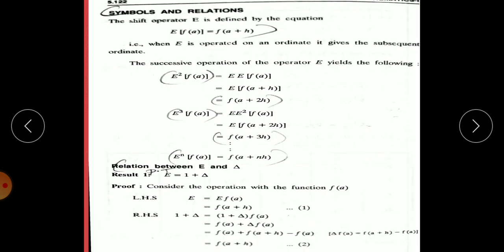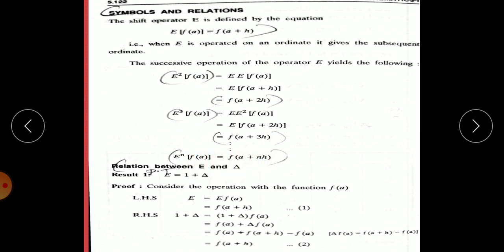Next we are going to see some symbols as well as 2 more questions using the relationship between the symbols. See the first one, the shift operator E is defined as the equation. This is the shift operator which we are going to use. So E into f of a can be written as f of a plus h. E squared into f of a can be written as f of a plus 2h. E power 3 is f of a plus 3h. Likewise E power n into f of a is f of a plus nh.